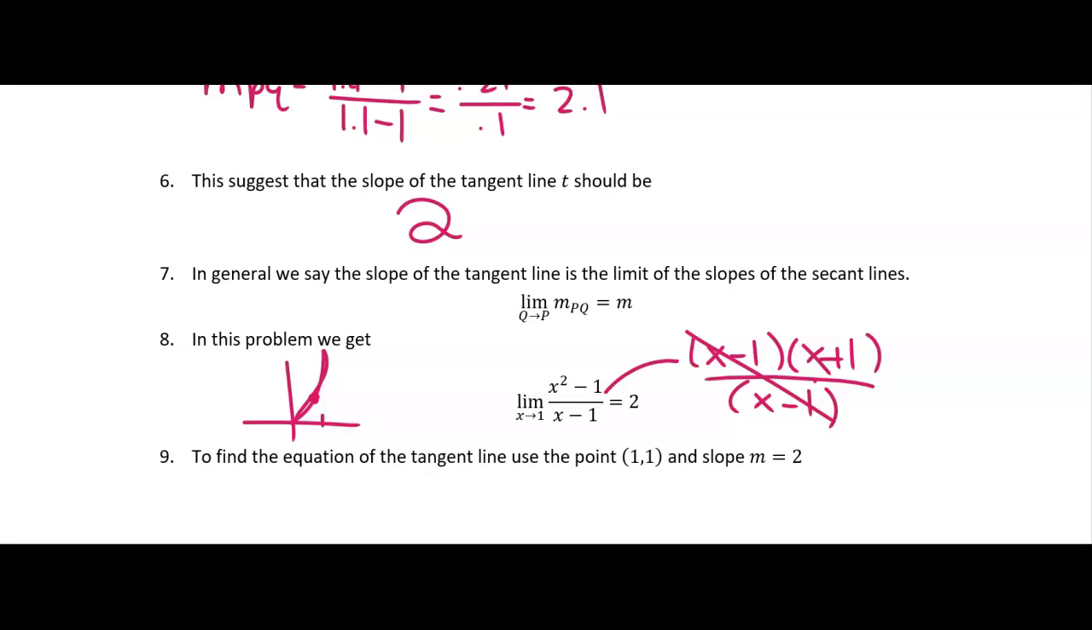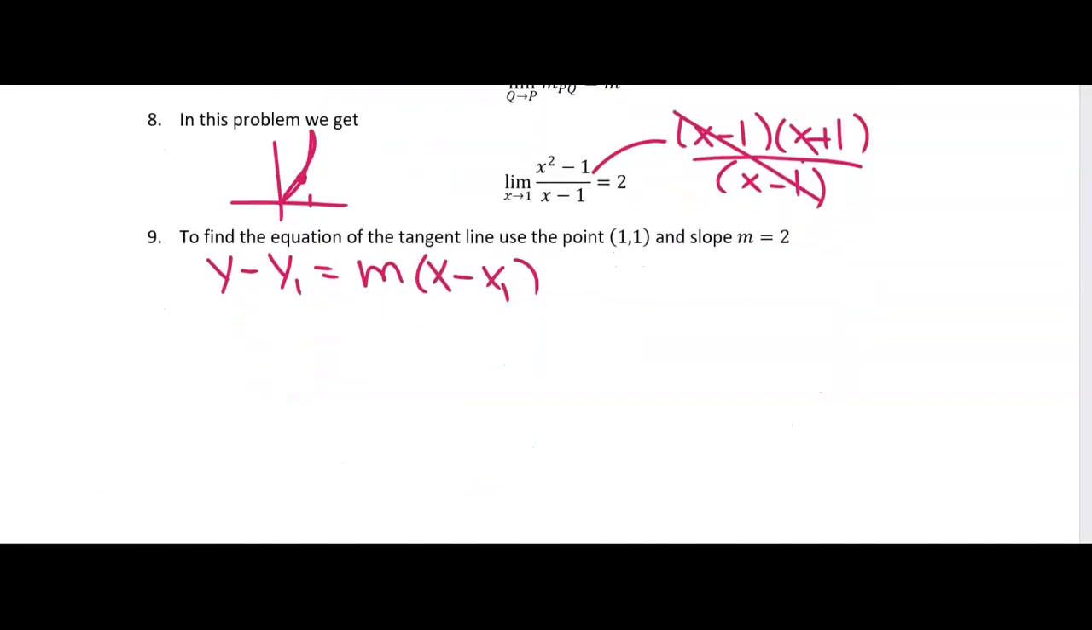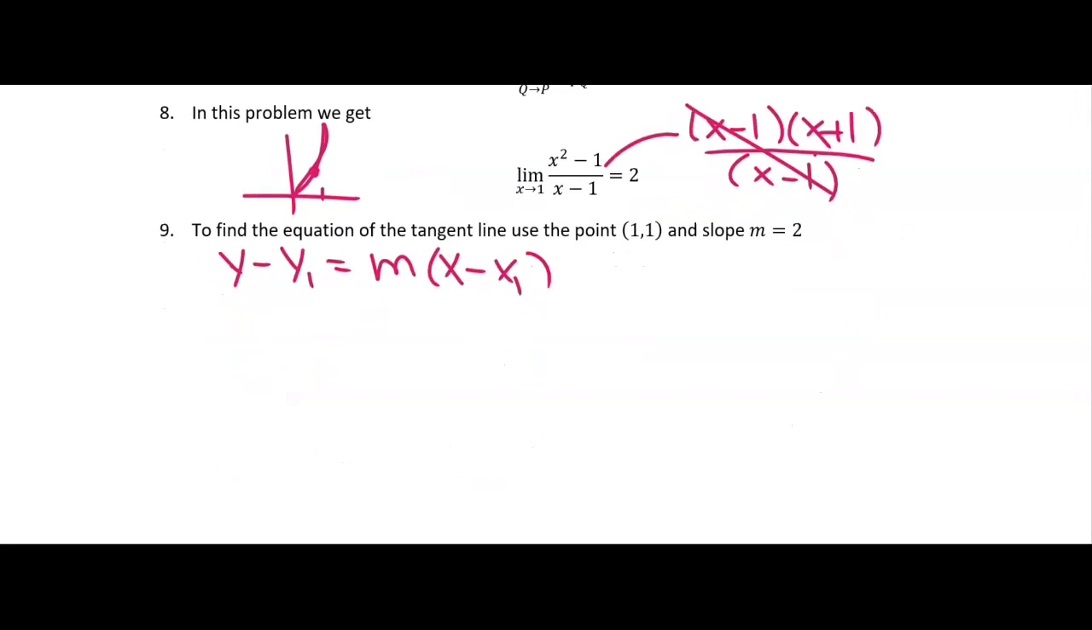To find the equation of the tangent line using the point (1, 1) and a slope of 2, how do you find the equation of any line? Given a point and slope, we use point-slope form. If you know a point and you know the slope, you plug into point-slope form. So today we are going to be writing many equations of lines.